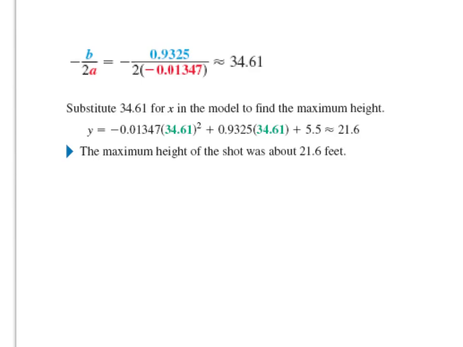So there's your opposite of b over 2a. So you get about 34.61. Plug it in there, you get about 21.6 feet, which would be the maximum height. So again, the only thing that makes this more complicated, you're just going to punch those numbers out on the calculator. It just looks like it's hard.